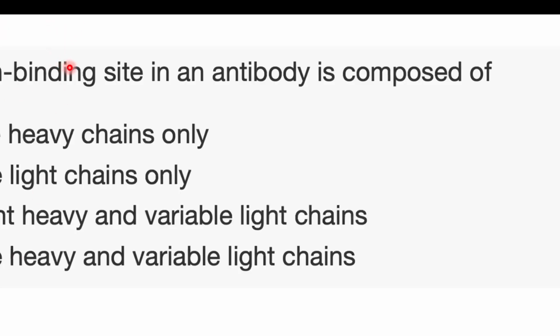I will read the question once again for you guys. The antigen binding site in an antibody is composed of dash. Option A, variable heavy chains only. Option B, variable light chains only. Option C, constant heavy and variable light chains. Option D, variable heavy and variable light chains.